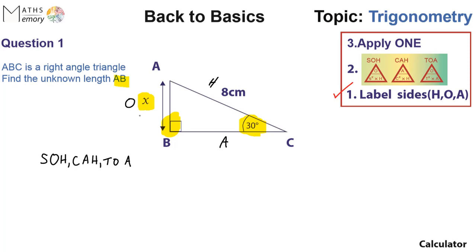Now, the way we do this is we always choose the length we have and the length we want to find out. Let's just tick this off, by the way, over here. Step 2 is done, SOHCAHTOA. What do we mean by this? So we have length H and we want to find out length O. So we have H, we have O.